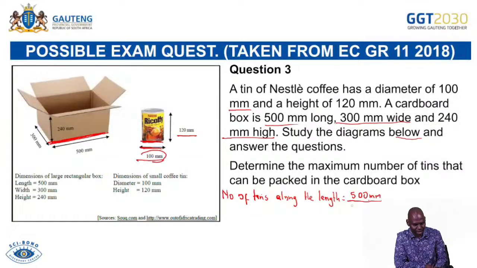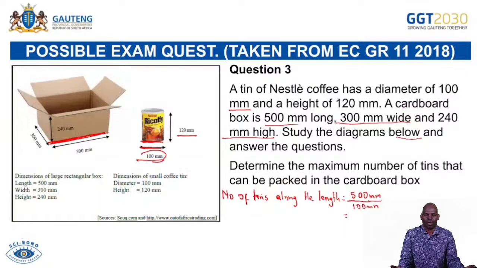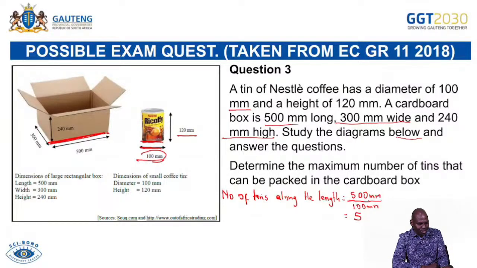And then we divide it by 100 millimeters. Luckily, in this case, the units are the same. We don't have to convert, unlike the previous one, where the units were not the same. So if I say 500 divided by 100, then I get 5. So the number of tins that will fit from this point to that point is 5. Then I have to check on the other side.